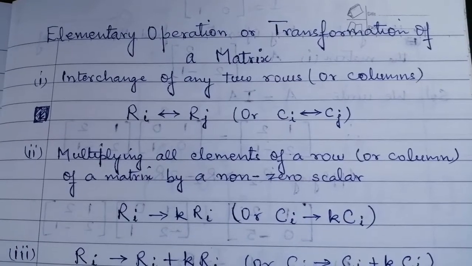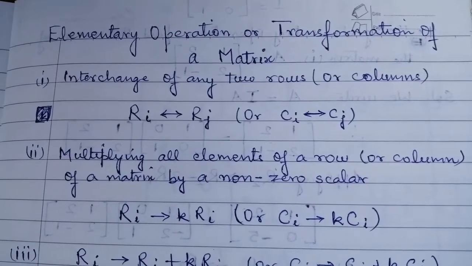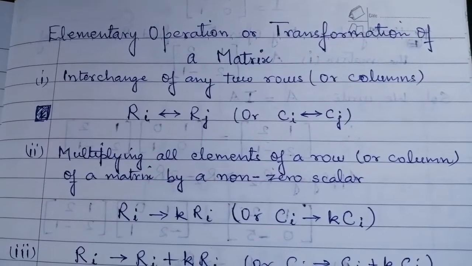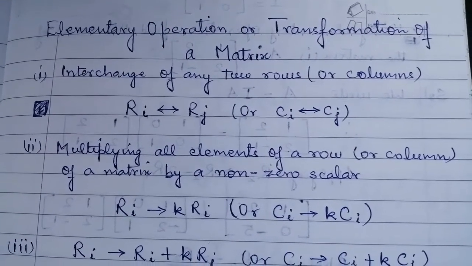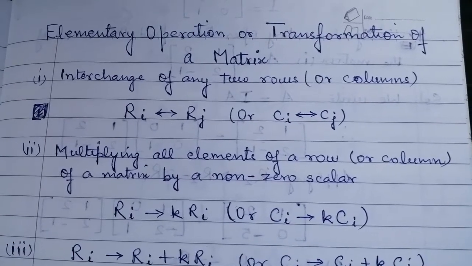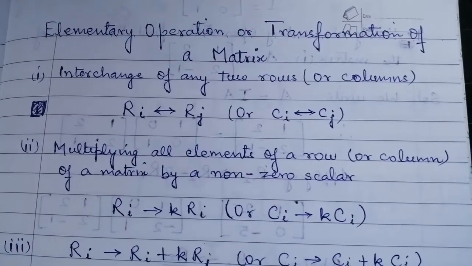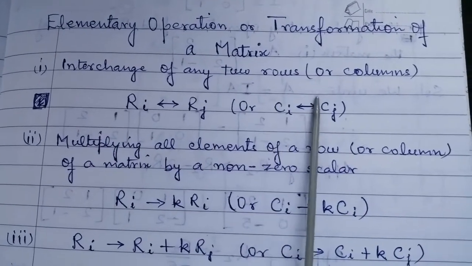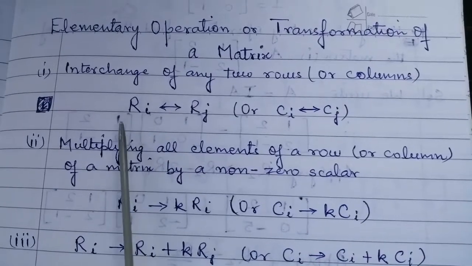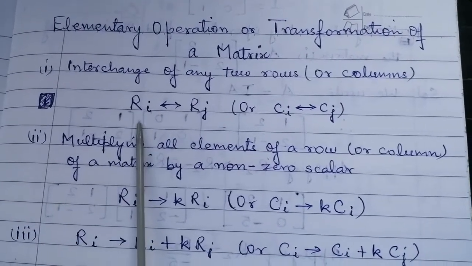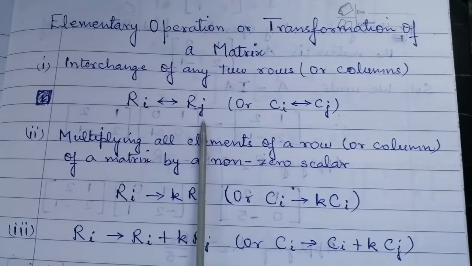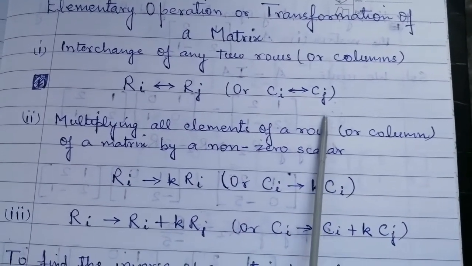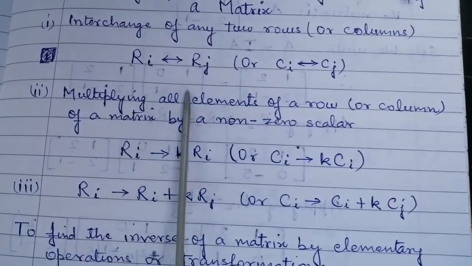Today we are going to discuss a very important topic for class 12 mathematics, that is elementary operation or transformation of a matrix. Right? What is it? We interchange any of two rows or columns. For example, ith row is interchanged by jth row, or ith column is interchanged by jth column. This is the first step.